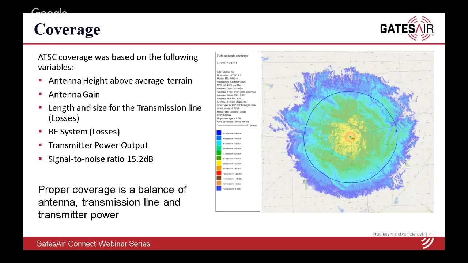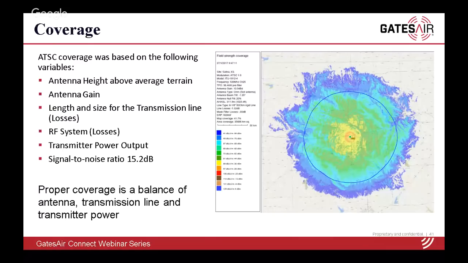If you look at the plot that we have here in front of us, it's a field strength coverage plot. You'll notice that there's a blue line that goes around there. That's our 41 dB microvolt per meter line, and that's what the FCC says. This is what power you can have, and we're limited by that 41 dB microvolt per meter circle, basically.